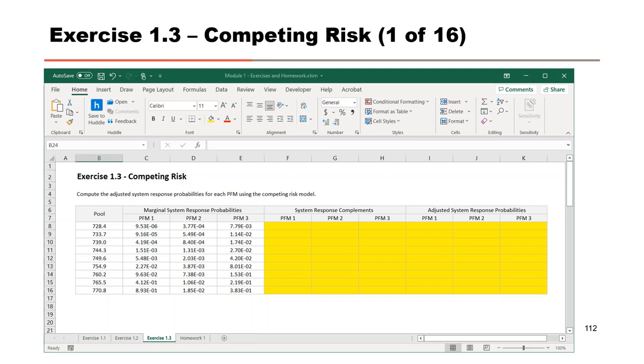In this exercise, we are going to use the same numbers from exercise 1.2, but we will use the competing risk model instead of a common cause adjustment. In the table, you have three different potential failure modes and space to calculate the complements, as well as to calculate the adjusted system response probabilities. Please pause the video now and work through the exercise. When you're finished, press play and I will go through the solution.